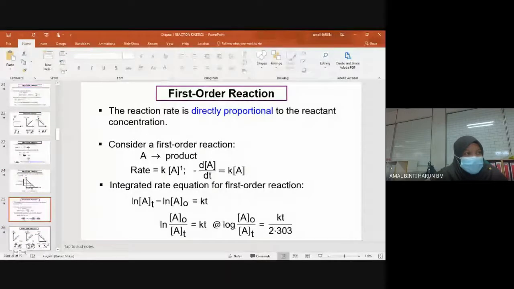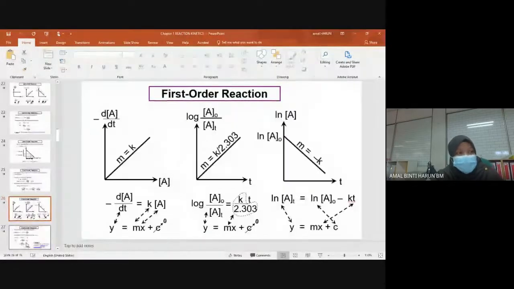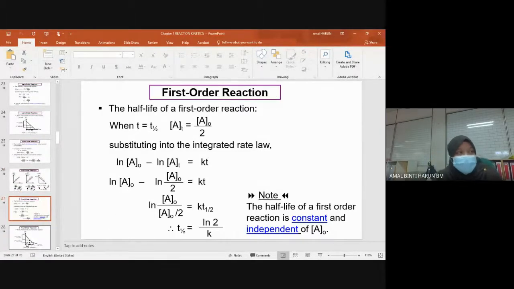Now we go to first order. For first order, we get its integrated formula. What you must remember is the integrated one, and then you can rearrange until you can generate the half-life formula. So when you generate the half-life formula for first order, I get the half-life formula is ln 2 over K.